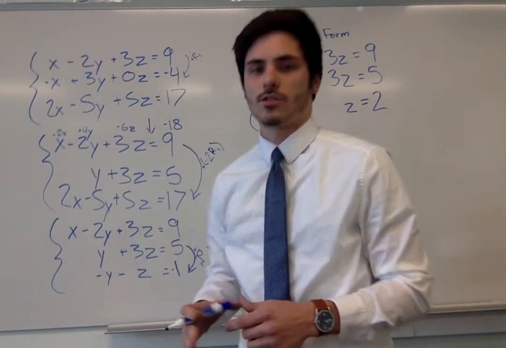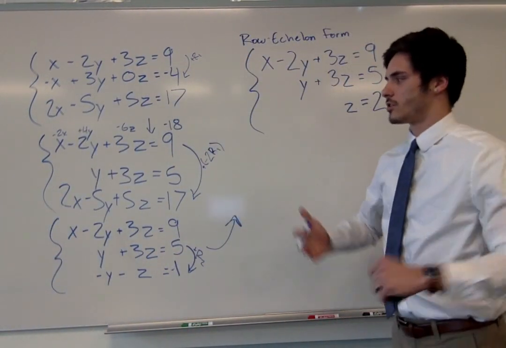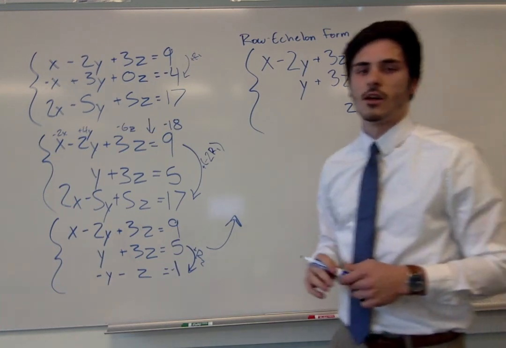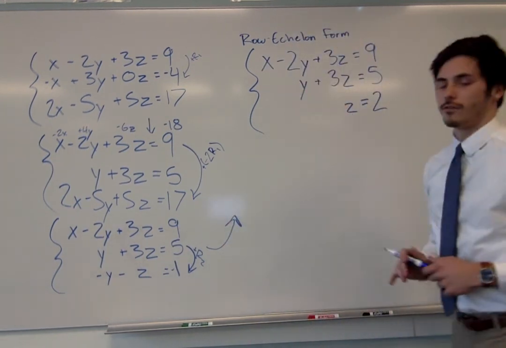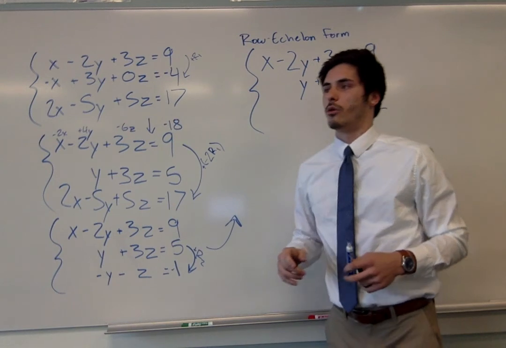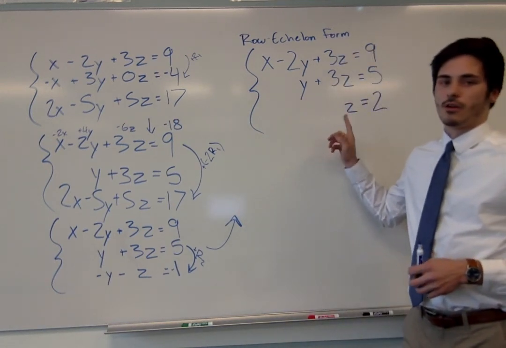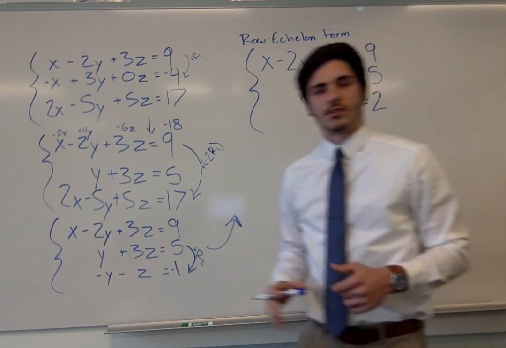Yeah, that's how you get that. So this is called Gaussian elimination, solving our systems of equations via elimination to get row echelon form. And in the next example, we'll go over how to solve the system once we have it in row echelon form.